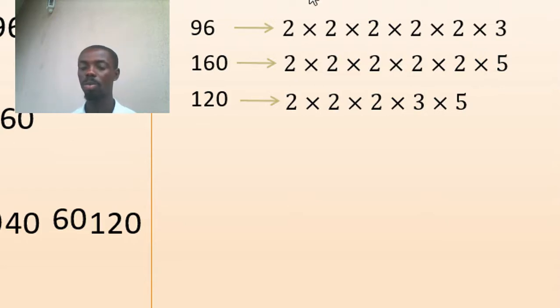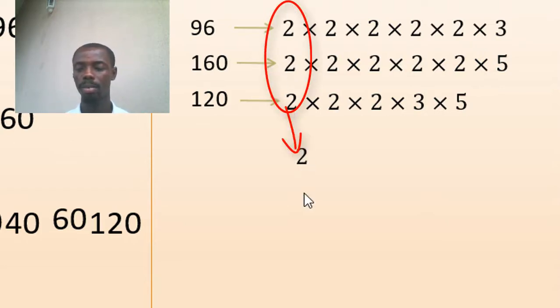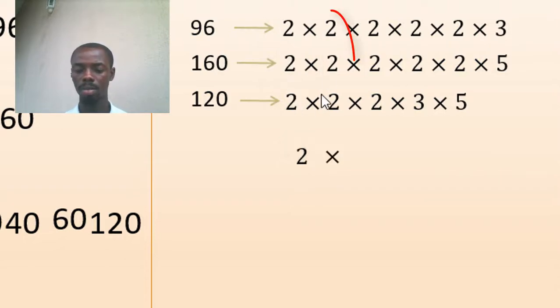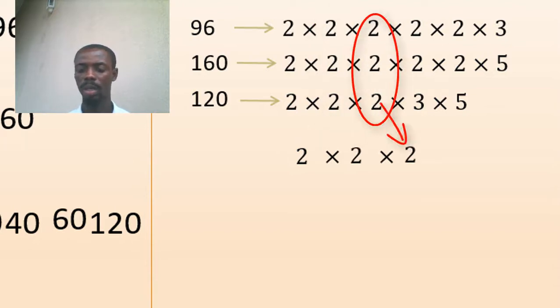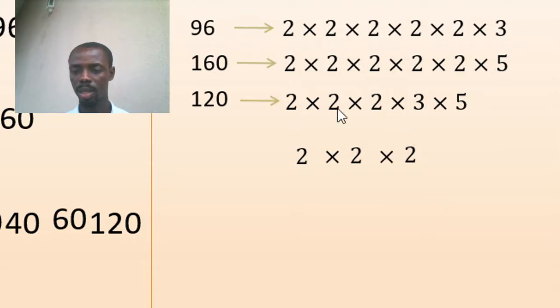So I'm having a line of 2 here. This 2 is representing all these 2 multiplied together, and this is another list of 2. Okay, and I'm having another list of 2 here. So this list is represented by this. This one is represented by this. And this one is represented by this.